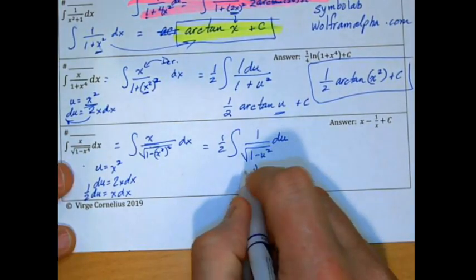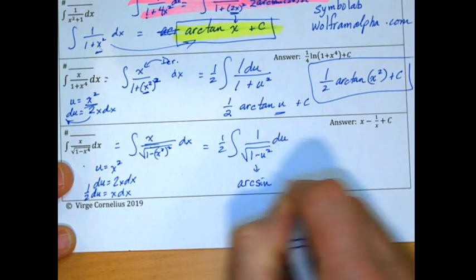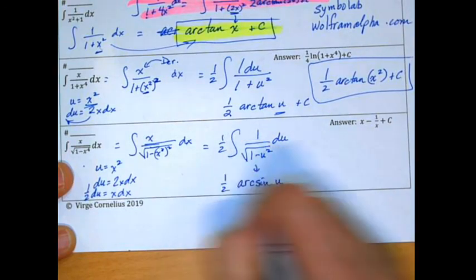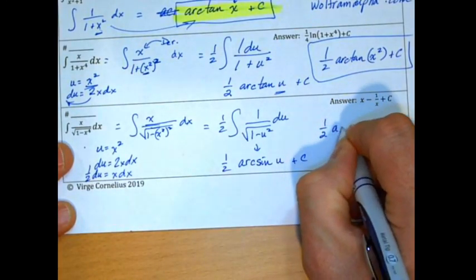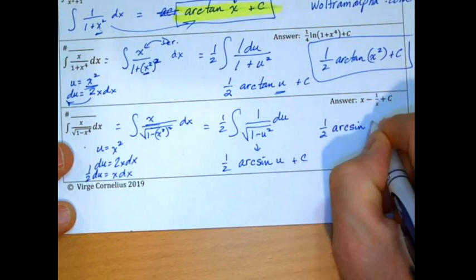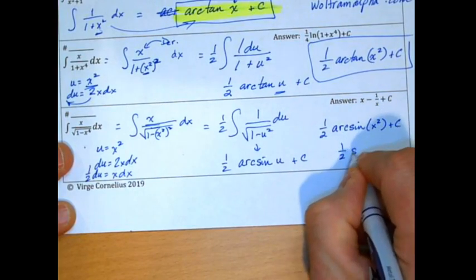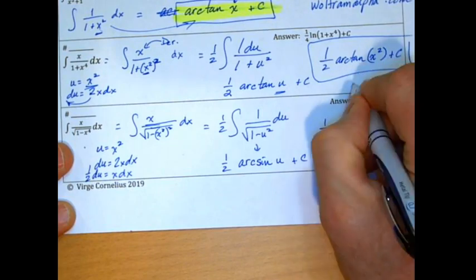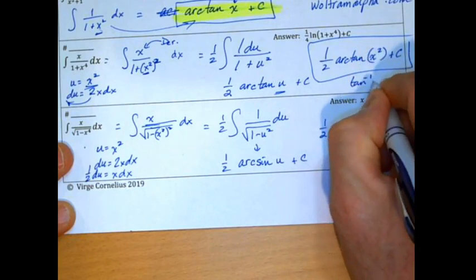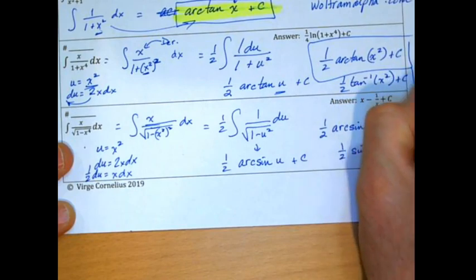All right, so transition back to here. So this is arcsine of u times 1/2 plus c. And let's throw in that x squared. So there's that. Okay. Arcsine, reminder, is written like this as well, just like arctan could be written as inverse tangent x squared. 1/2 inverse tangent x squared plus c.